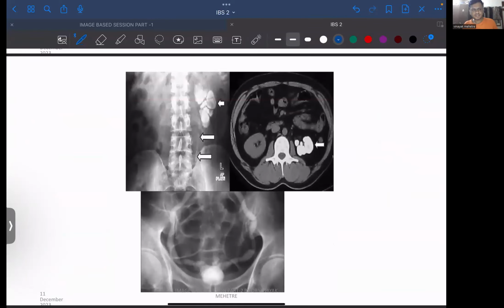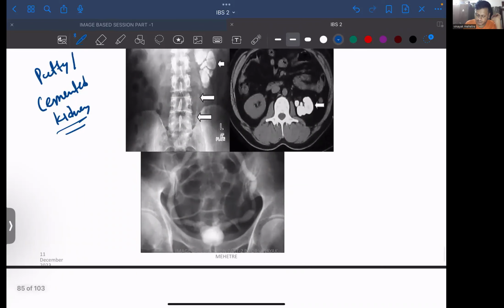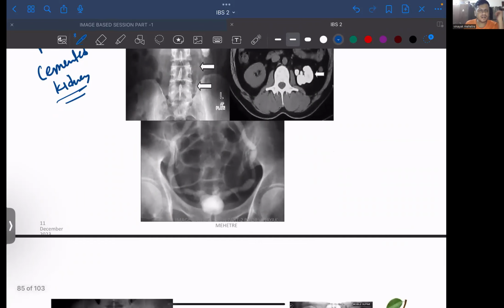This image has been asked in your recent exam. It looks like a calcified whitish kidney, right? Calcified whitish kidney. We call this putty, right? The putty which we put on the walls, putty, right? And cemented kidney. Right? Cemented kidney.